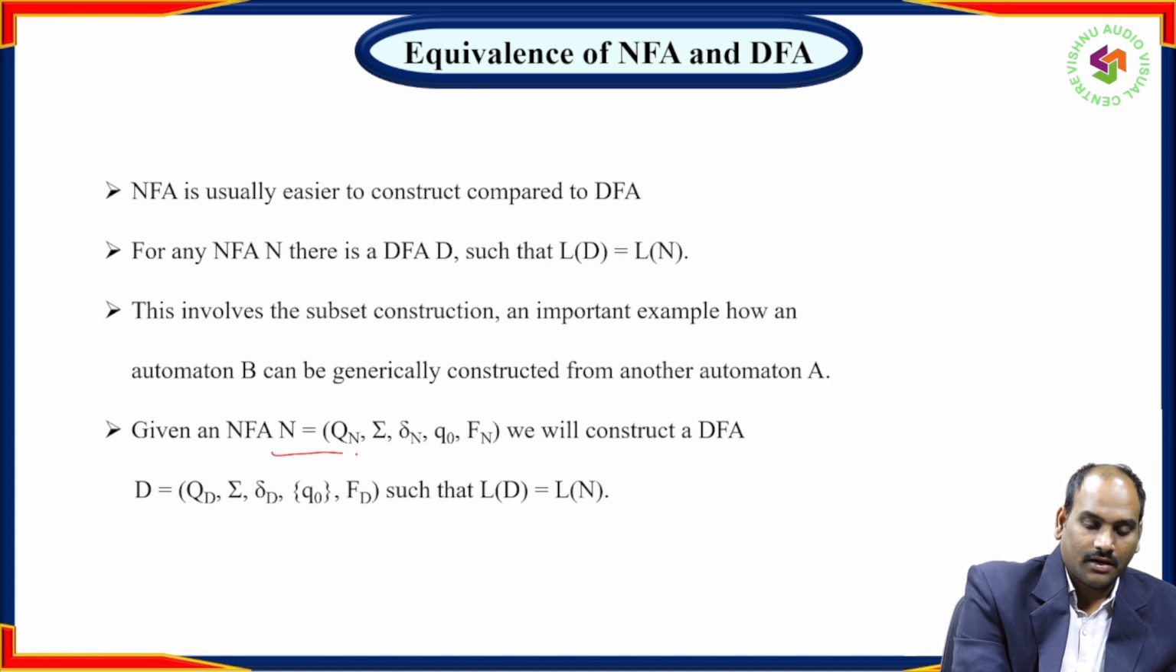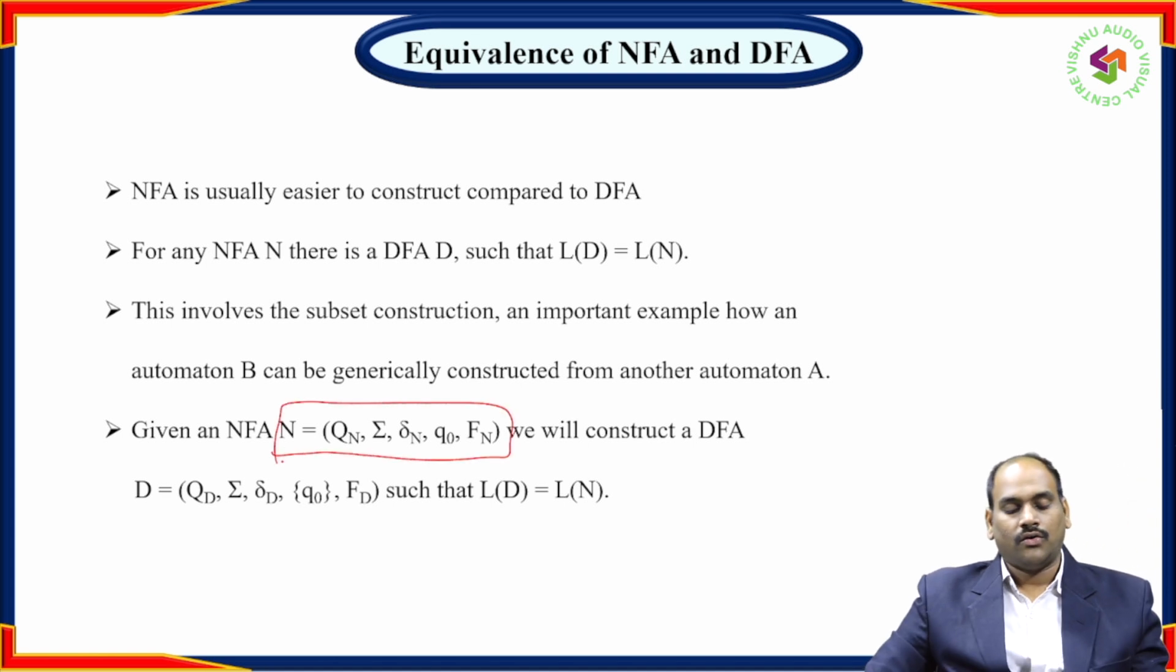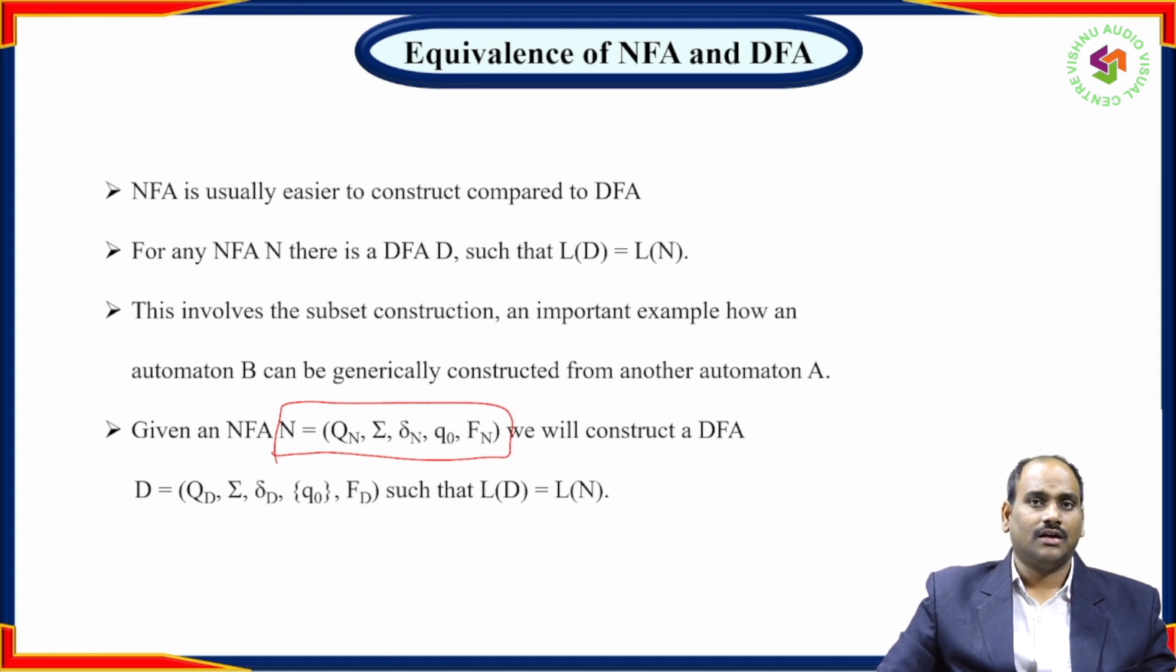We are given an NFA N such that Qn indicates the number of states in the NFA, sigma indicates the input alphabet, and delta N is the transition function defined on the NFA. Q0 is the initial state, Fn is the final state.